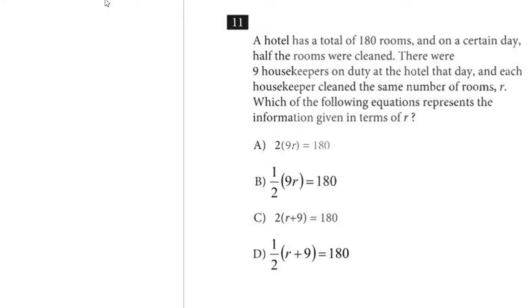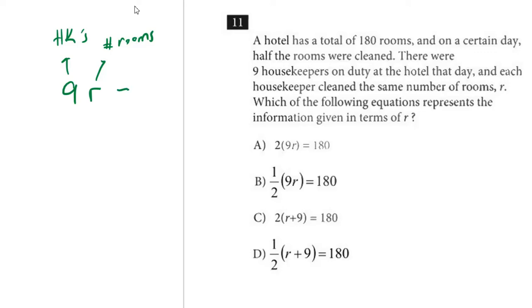I personally would consider this to be the toughest question on this whole SAT math section, and it's really not that tough. Basically, there are 9 housekeepers. Let's call that the number of housekeepers. Each of them is doing R number of rooms. So if I want the total number of rooms cleaned by housekeepers, that's 9 times R, because there's 9 housekeepers each doing R amount of rooms.